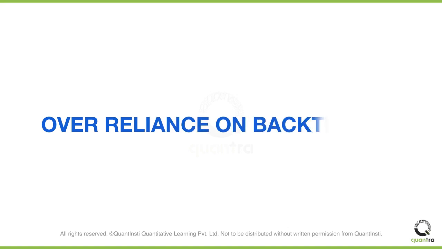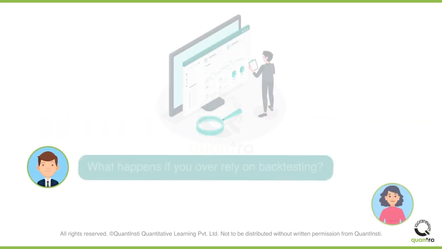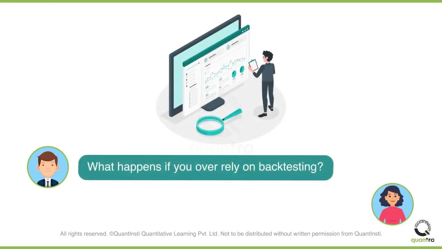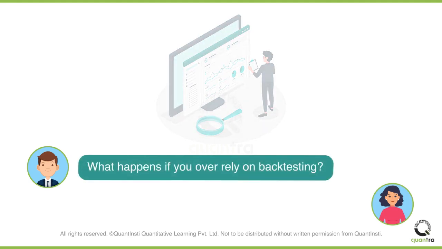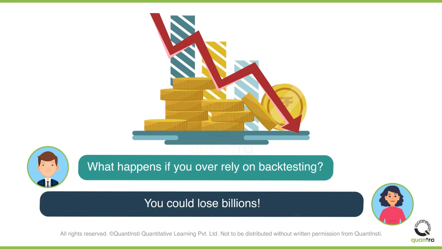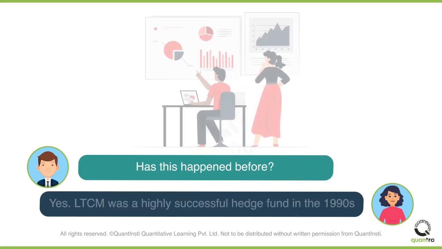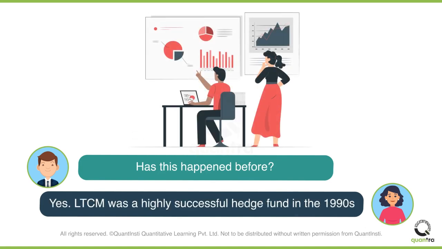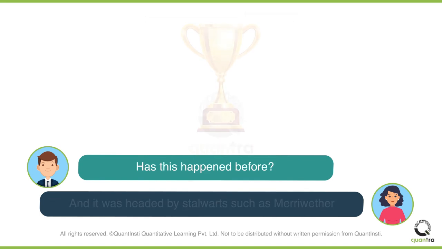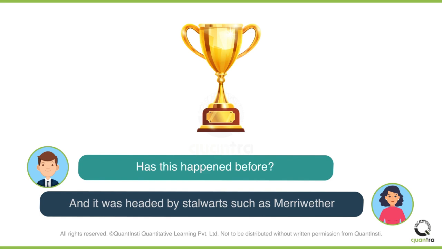Welcome to this video on over-reliance on backtesting. John asks Sophie what happens if you over-rely on your backtest. Sophie mentions that you could lose billions. John is surprised and asks if this has happened before. Sophie tells him about the long-term capital management hedge fund, which was highly successful in the 1990s. It was headed by stalwarts such as Meriwether, and Nobel laureates like Myron Scholes, and Robert Merton.